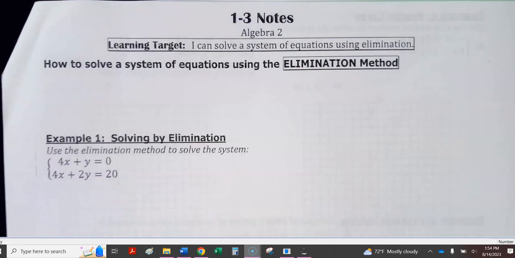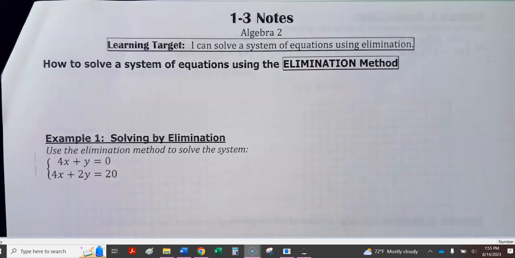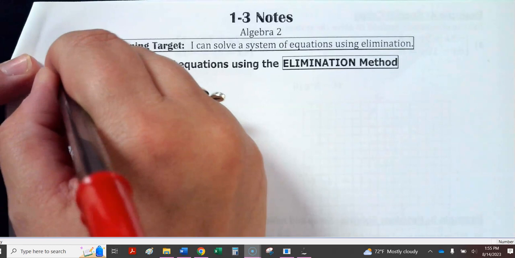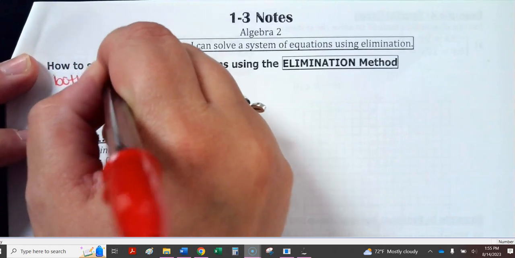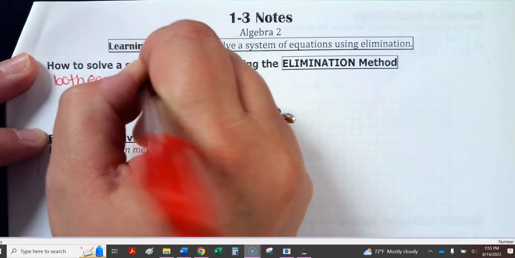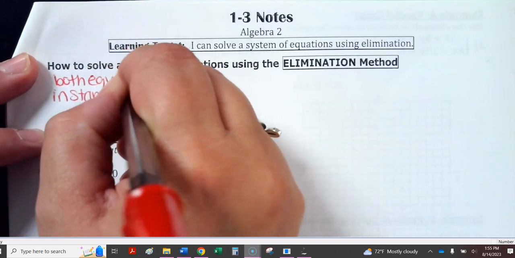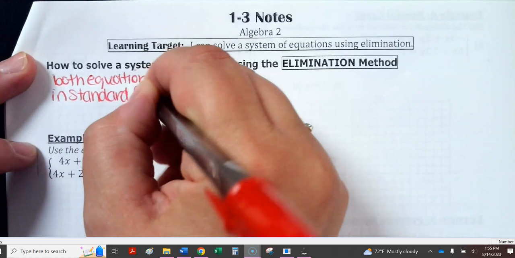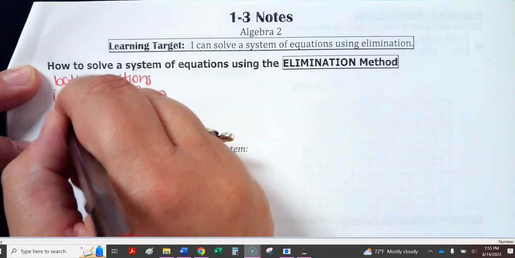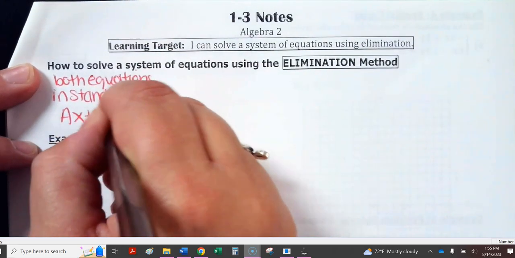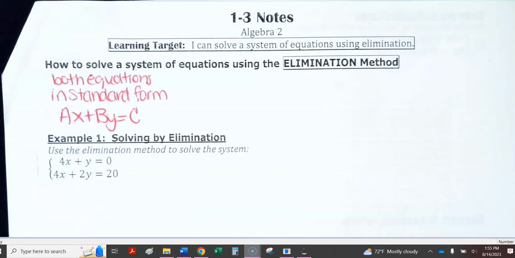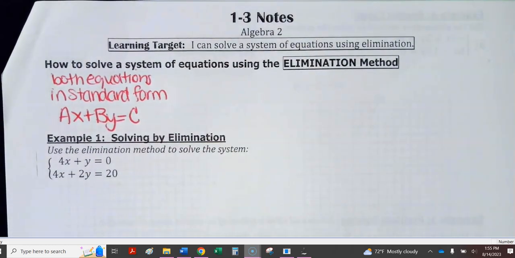Okay, so elimination method. This is the third one. Usually this is good and useful to use if both equations are in what we call standard form. This is usually the easier method to use. And standard form, I'm just going to jot it down under what I wrote there. It's basically you're going to have x and y on the same side, then it'll be equal to a number.